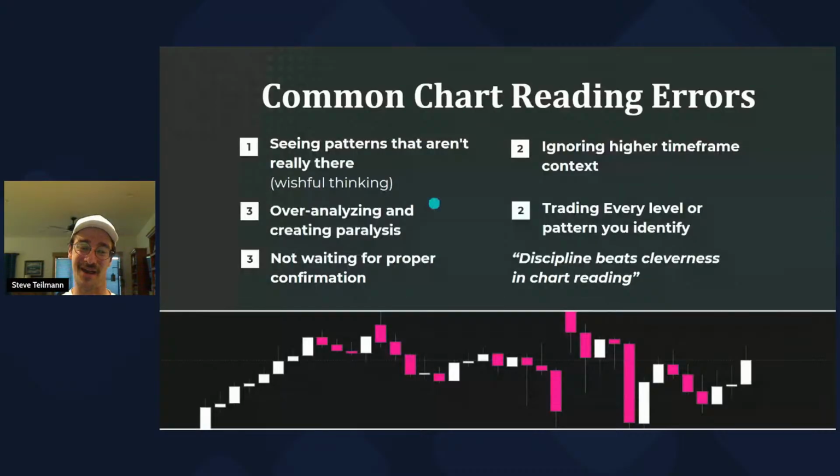So yeah, seeing patterns that aren't there, don't want that. Ignoring the higher time frame context. Like I said, those are where the real volume comes in. Those are what really matters. Keep an eye on those and don't get too caught off guard or caught flat-footed just by focusing on an intraday chart. Number 3 is overanalyzing and creating paralysis.